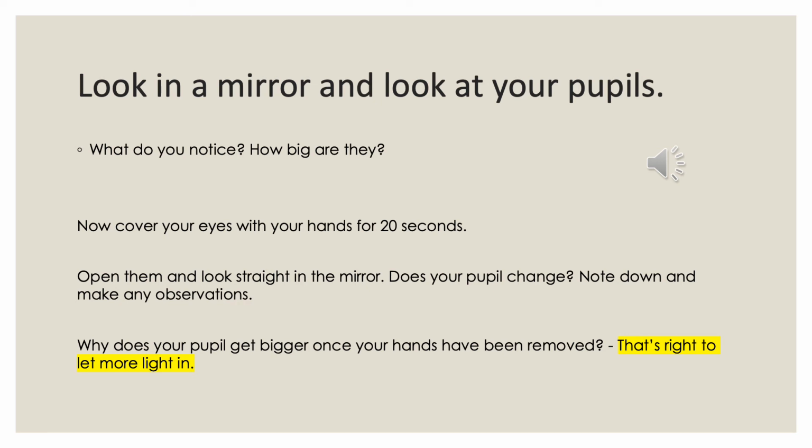Notice, was your pupil any bigger than what it was like before? Has it gotten smaller? Note down any of your observations and just have a think. They should have gotten bigger as soon as you removed your hands. Now, why do you think that is? You should be thinking that the pupil is the part that your lens controls to open and close a little bit. So it should have allowed more light to come in because it wants to be able to see. So your pupil should have actually gotten bigger at this point.